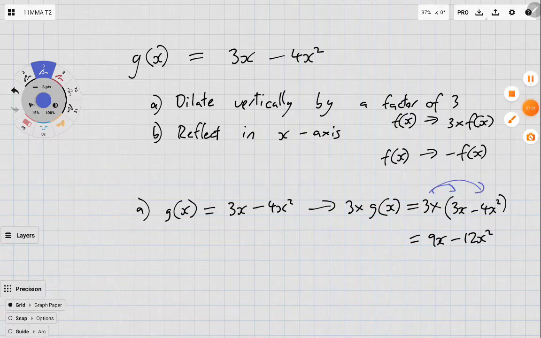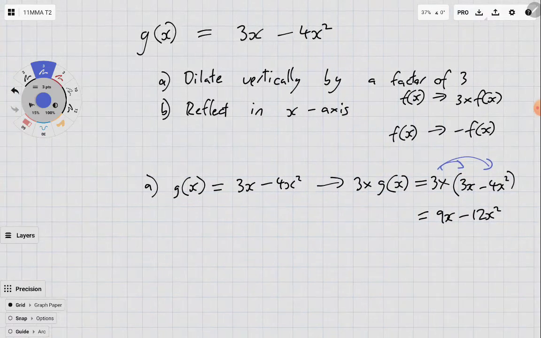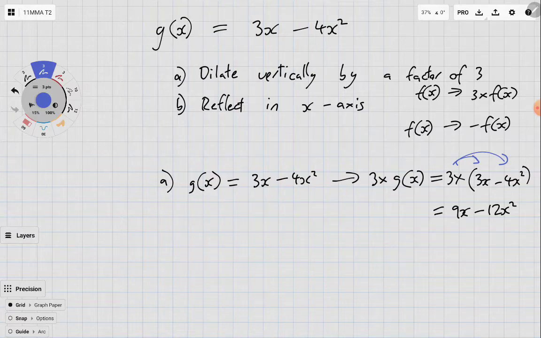Alrighty, so we now have a new function, 3 times g of x, which is 9x minus 12x squared, which has been dilated vertically by a factor of 3. Okay, so let's call this new function, well, after g becomes h, so let's call it h of x is equal to 9x minus 12x squared.